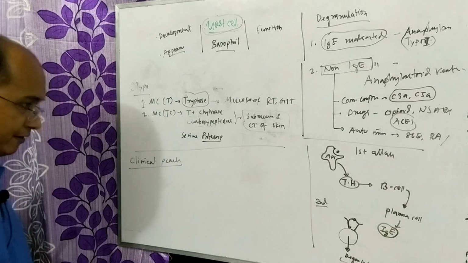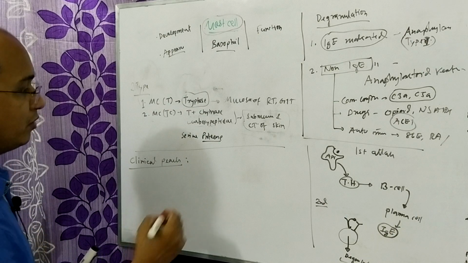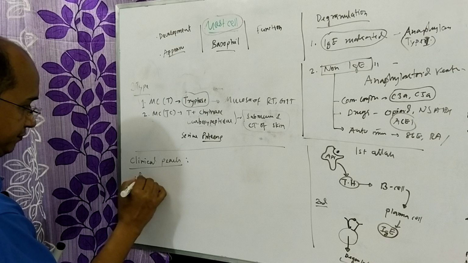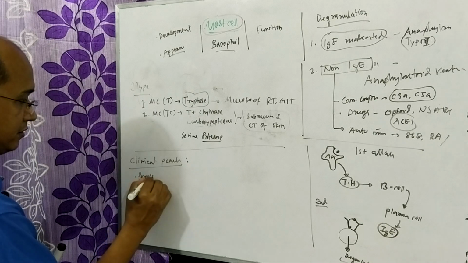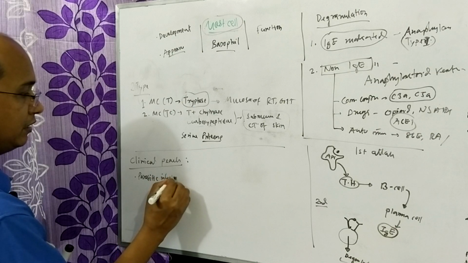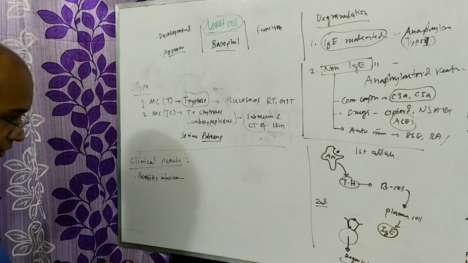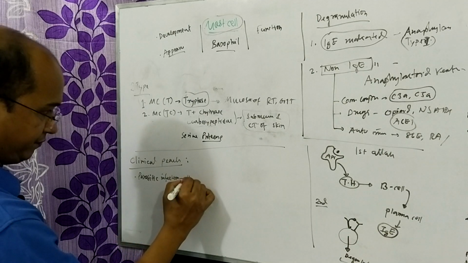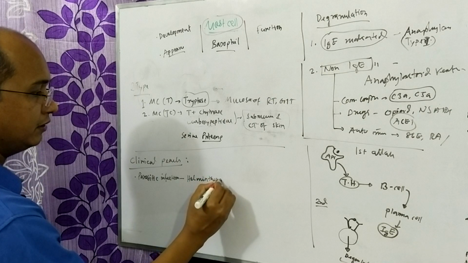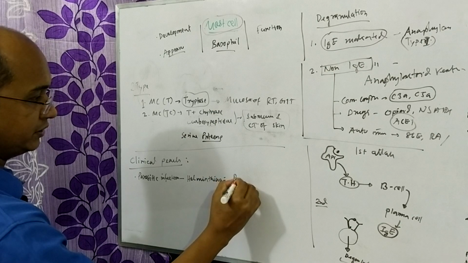Okay. Number one, the mast cell problem occurs in parasitic infection, like helminthiasis and protozoal infection.